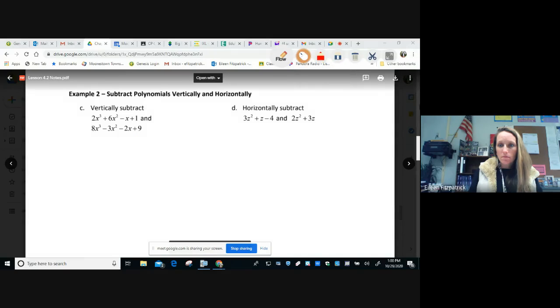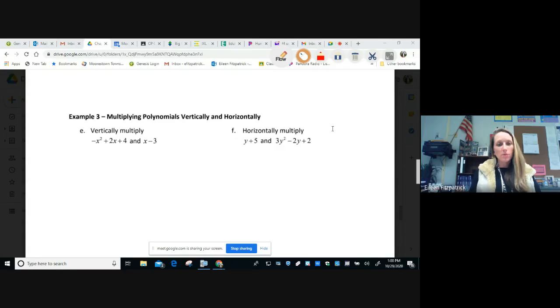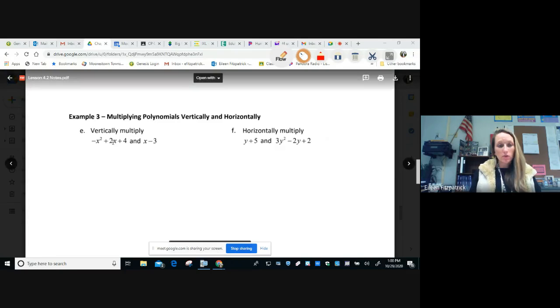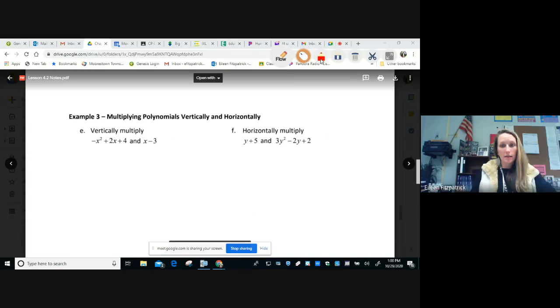Okay, multiply the polynomials vertically and horizontally. So we'll multiply vertically, then we'll multiply horizontally. We are very used to multiplying horizontally, not so much vertically. Okay, so I'll show you how to set that up.